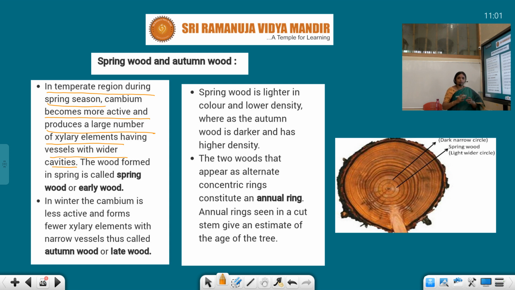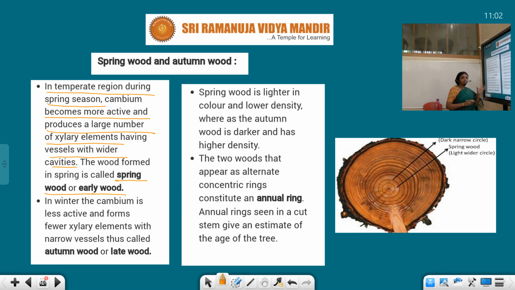At this time, by the activity of the cambium ring, some secondary wood is formed. The wood formed in the spring season is known as spring wood, or early wood. So in one year, wood forms two times. The first time is in the spring season, when more leaves and flowers are appearing on the plant. At that time the requirement of water is more, and the wood formed is known as spring wood or early wood.